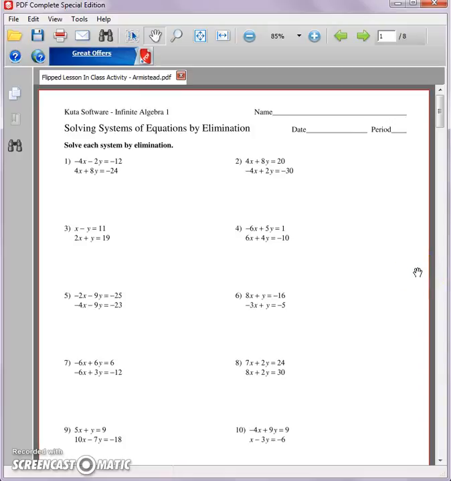I want to take a few minutes to review the in-class activity that will follow the Zaption flipped lesson I created. When students come into class to complete this activity, they will have watched the Zaption on solving systems of inequalities by elimination the night before. I will begin class by addressing any questions that students may have had from watching the Zaption the night before. Once all questions have been addressed, we will begin the in-class portion of the flipped lesson.